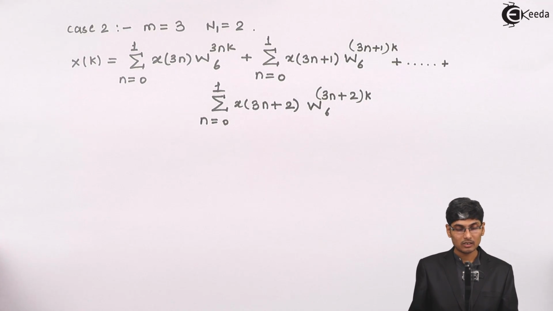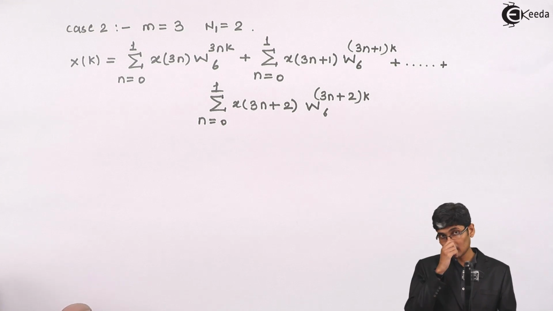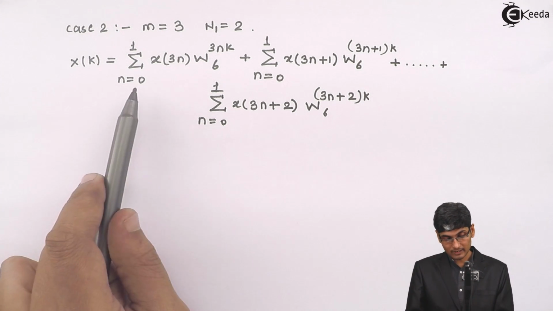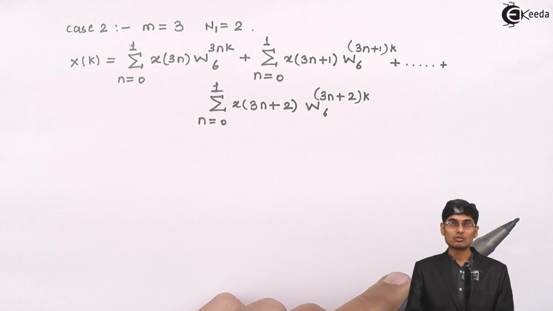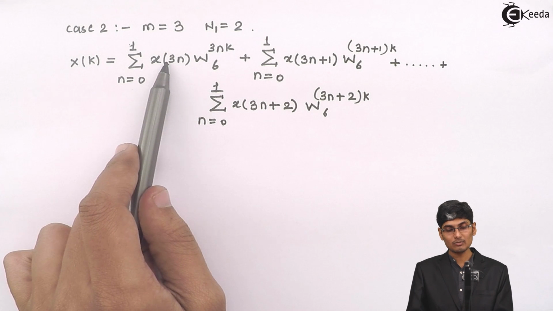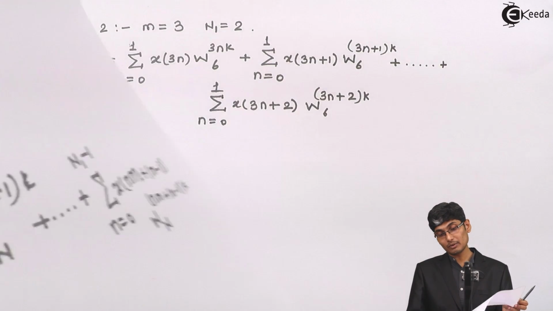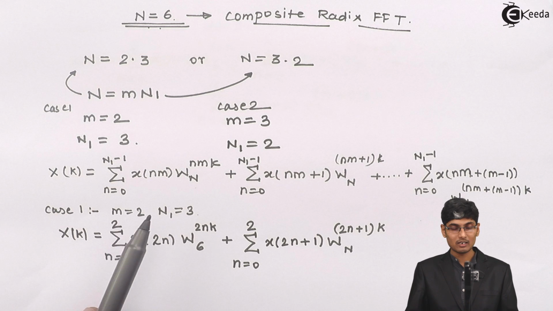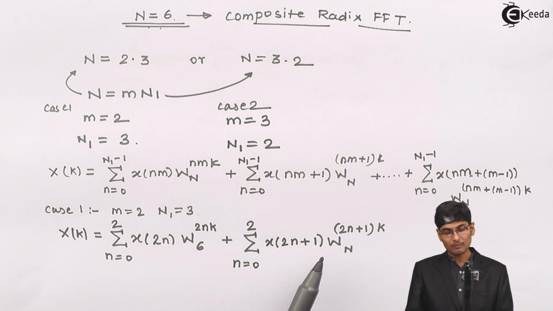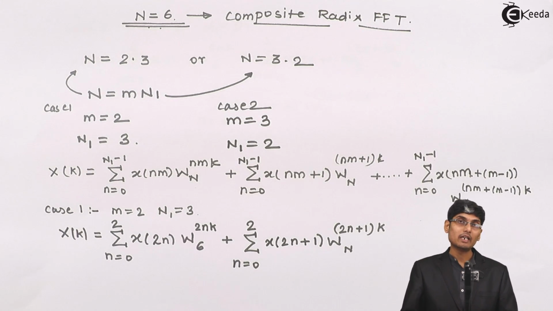So m governs the number of stages and n1 governs the terms in each stage. For example, we will have 2 values, 0 and 1, which is n1. So here I will have 2 terms, here I will have 2 terms, and here also I will have 2 terms. Whereas in the previous case, that is case 1, n will have 0, 1, 2, that is 3 values. So I will have 3 terms in this stage. So that is governed by n1.